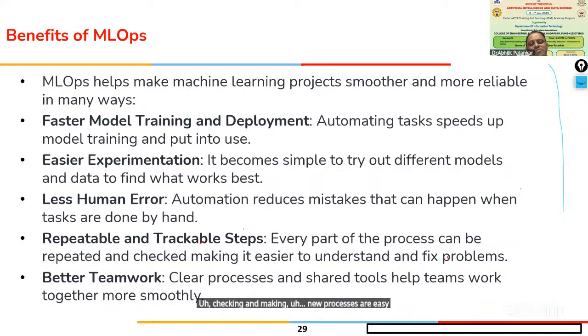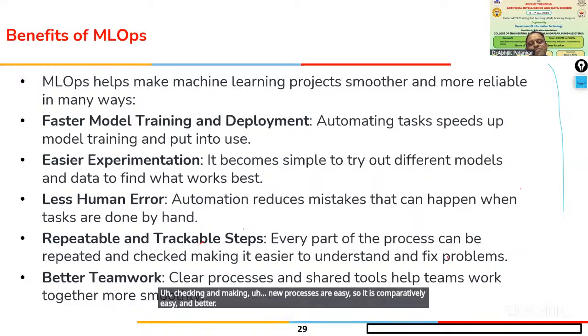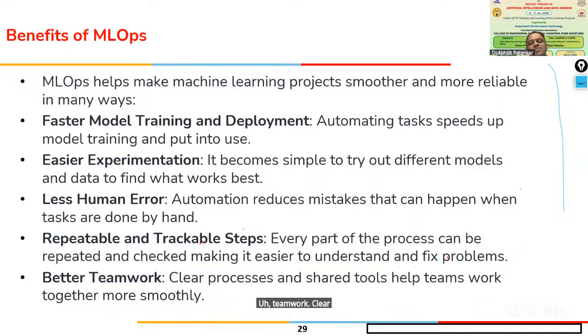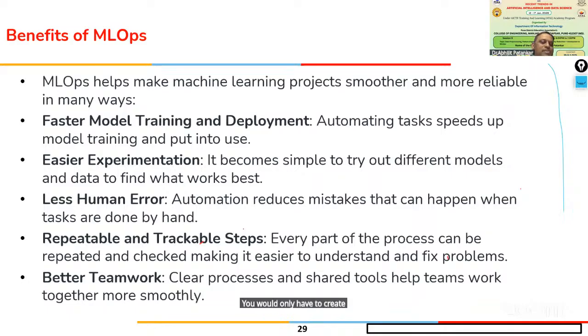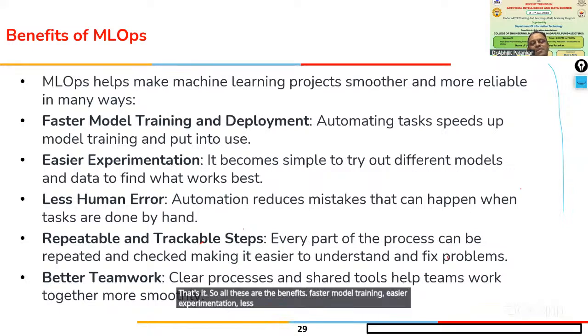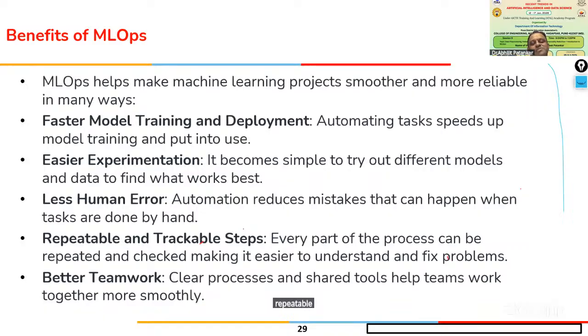So it is comparatively easy, and there is better teamwork. Clear processes and shared tools help teams work together more smoothly. So it is all smooth operation. You don't only have to create, deploy, and monitor. That's it. So all these are the benefits: faster model training, easier experimentation, less human error, repeatable and trackable steps, and better teamwork.